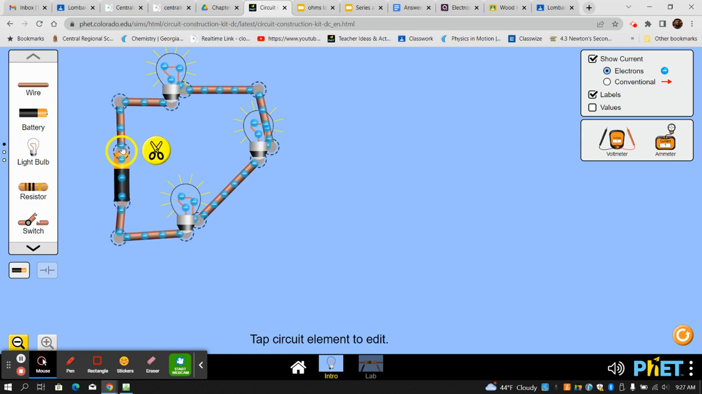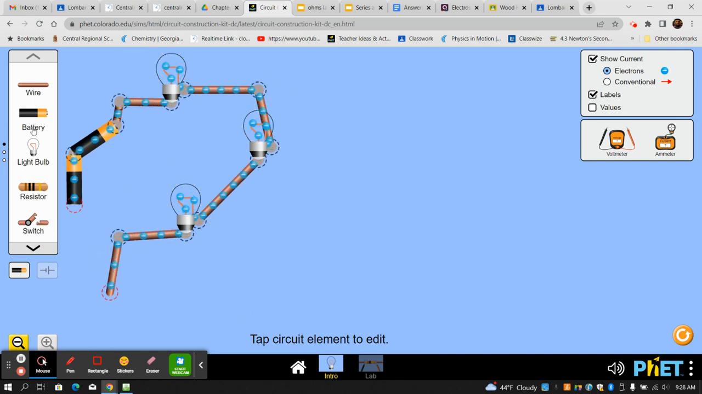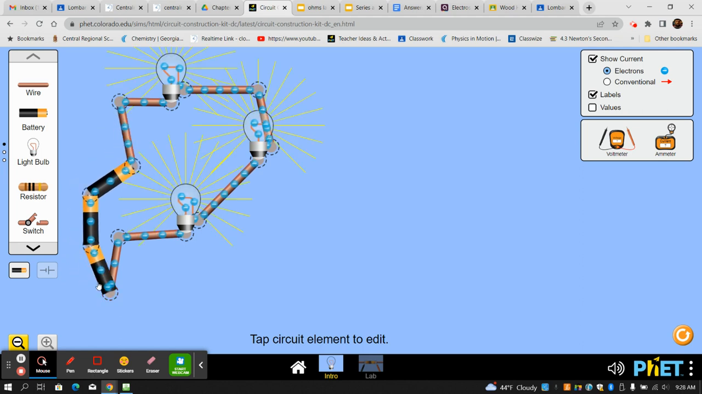So let me see if we can just do that real quick. Can we add a second battery to it? Okay, so we added a second battery and the brightness increased. Let's just add, for the heck of it, one more and see what that does. Even brighter. Okay, so increasing voltage causes the current to increase, and an increase in resistance will end up decreasing our current. Okay, so cool with all of that.